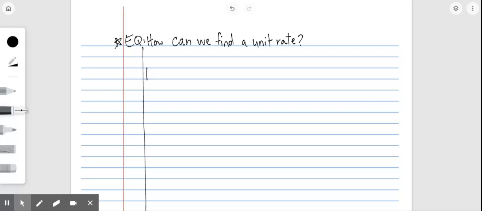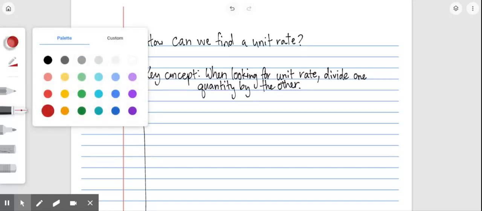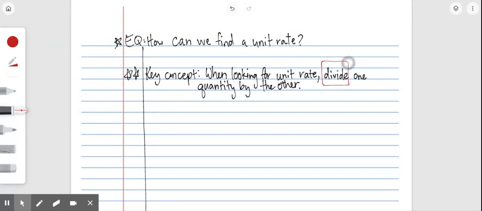So our key concept here is when you're looking for the unit rate, you're going to use division. You're going to just divide one of the numbers by the other. Okay, and I suggest, because it's a key concept, you put some stars next to it. So when we are looking for unit rate, the operation we're using is division. Okay, we're dividing. So let's use it with a few examples.